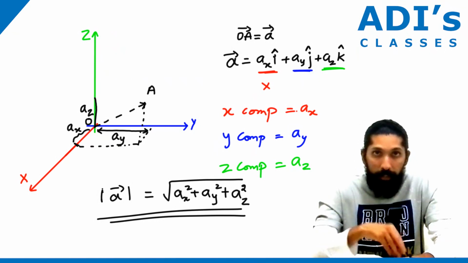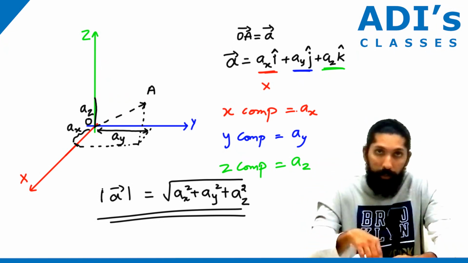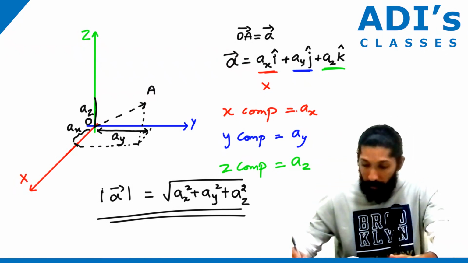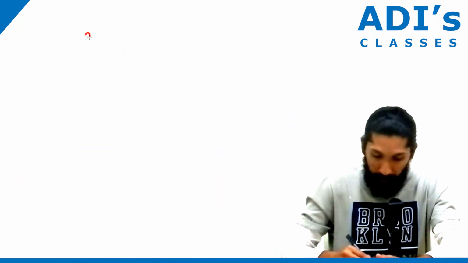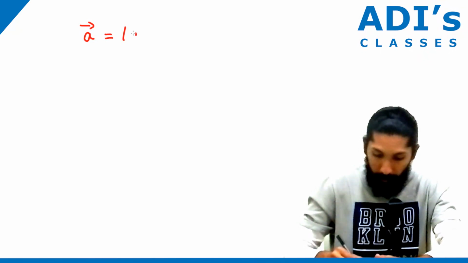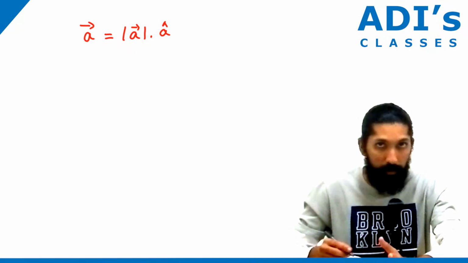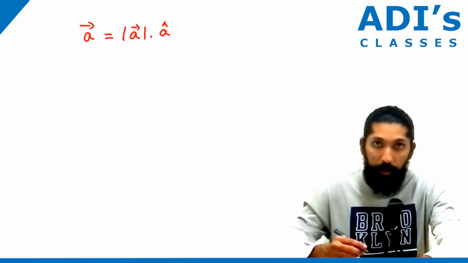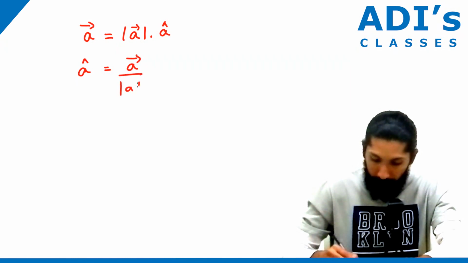That's why we take the basic definition of a vector. From that, we calculate the direction. Clear? So, in this case, what is the basic definition of a vector? We'll start from that one. The basic definition is: vector A is equal to mod of A into A cap. Correct? Now, A cap is the direction. So, A cap is equal to vector A divided by mod of A.